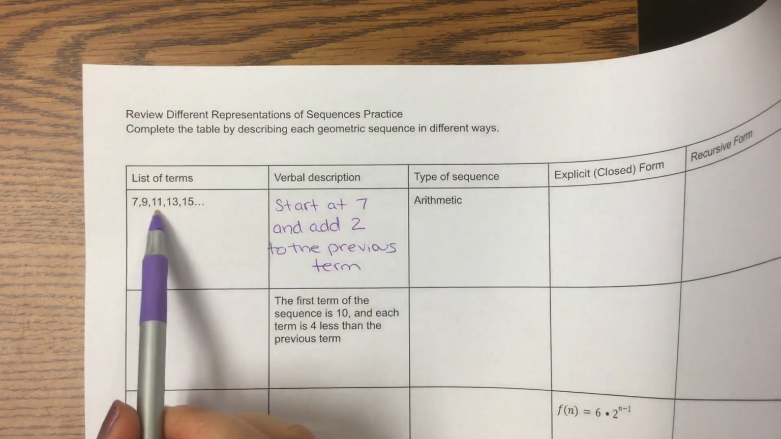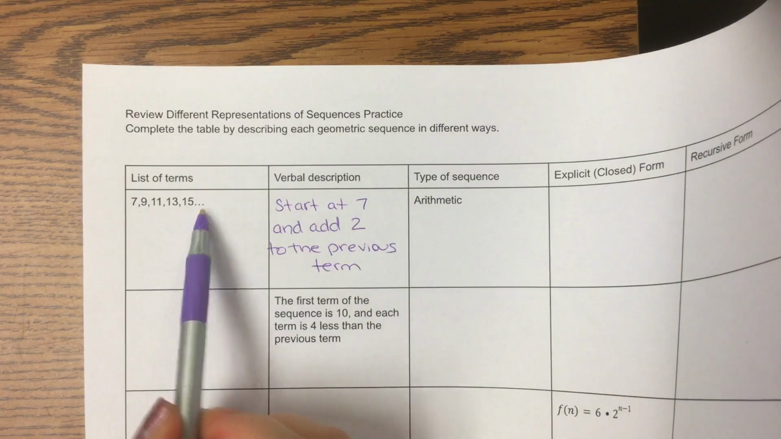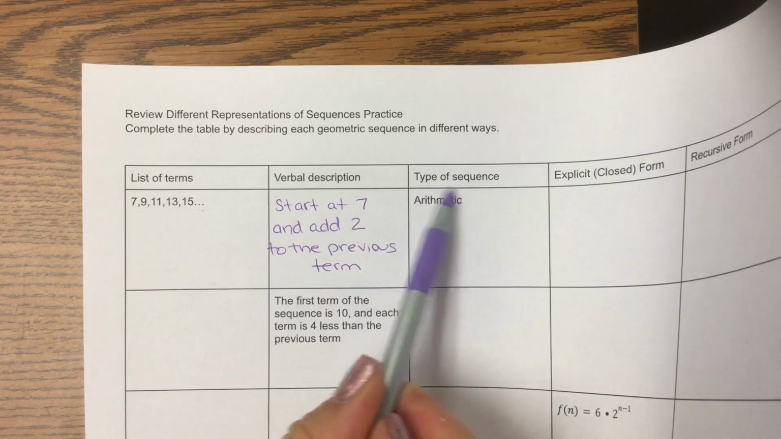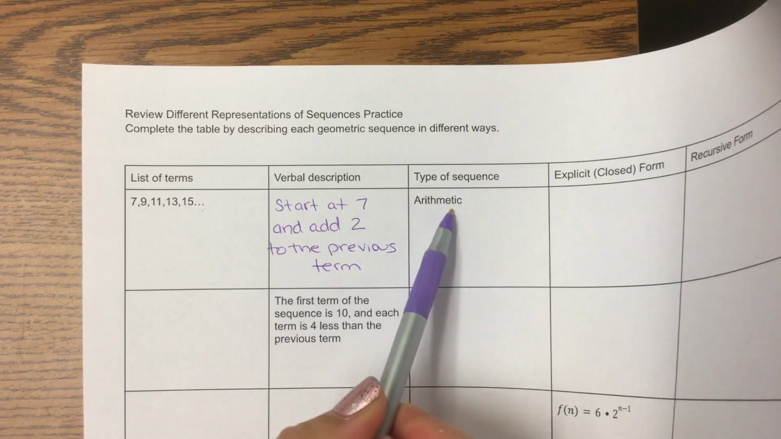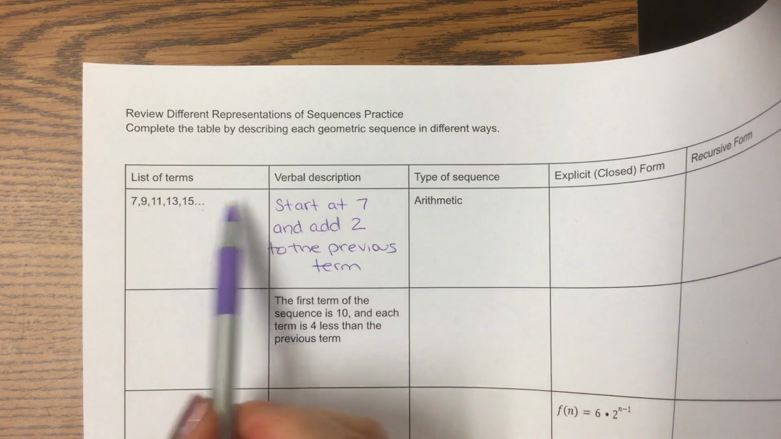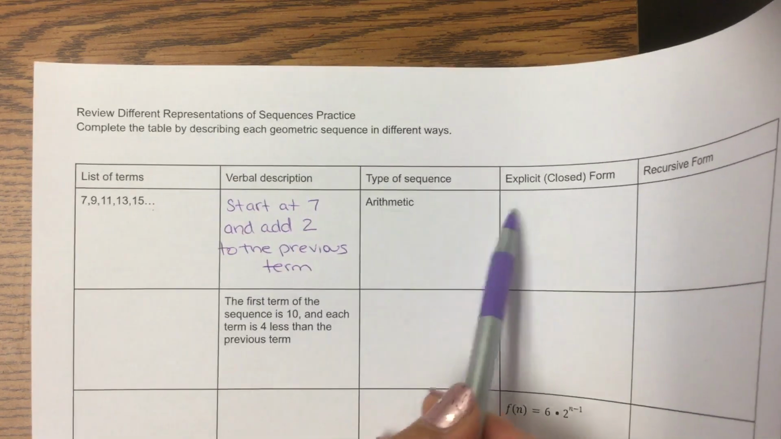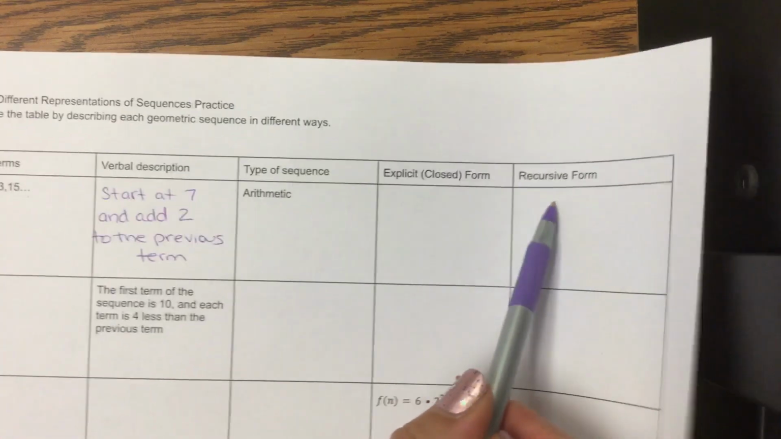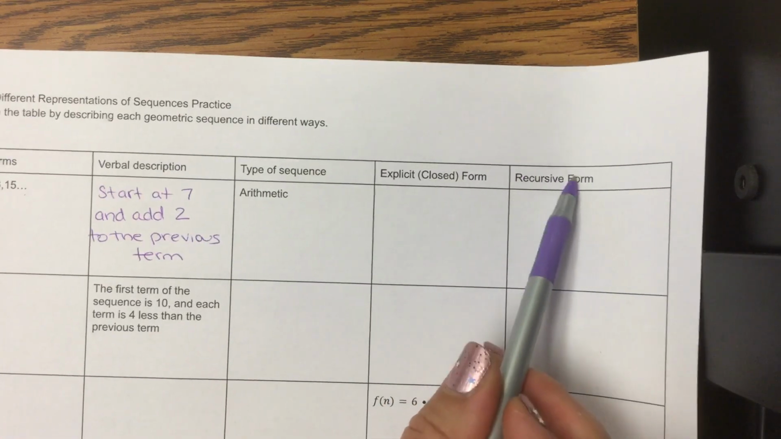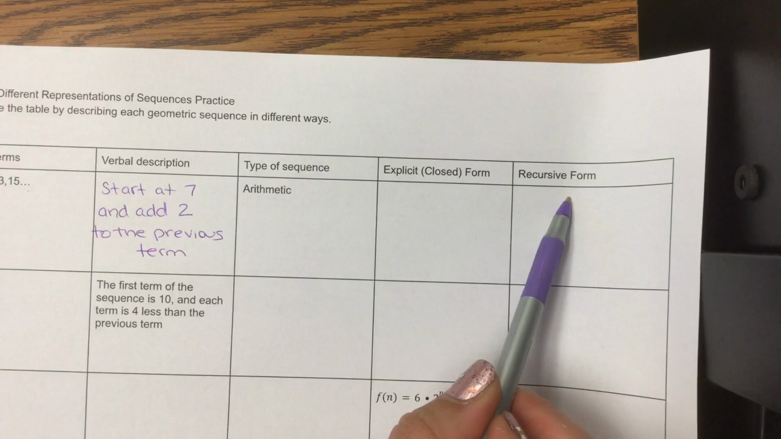So if I keep adding 2, adding 2, adding 2, I know that this is an arithmetic sequence. It could be arithmetic, geometric, or neither. So adding is arithmetic. So I'm going to say what type of sequence I have. And then I'm going to write the closed formula and the recursive formula. So the recursive is the one that we learned how to do first.